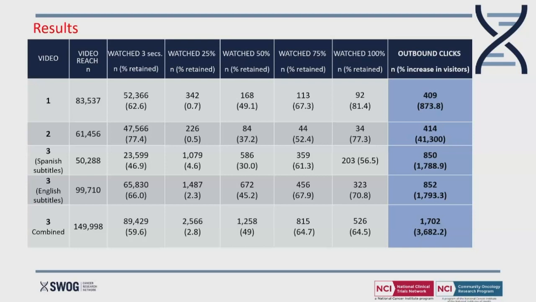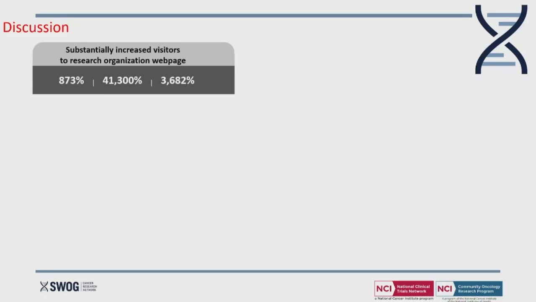And the amount of eyeballs that we were able to get on it: 83,000 for episode 1, 61,000 for episode 2, and nearly 150,000 for episode 3. Some of the big takeaways were, first, that we were substantially able to increase visits to research organization websites. Episode 1 had an increase of 873%. Episode 2, which is about a specific trial, we increased viewership by 41,300%. And for episode 3, it's 3,682%. And it's very promising for infotainment use in this manner.